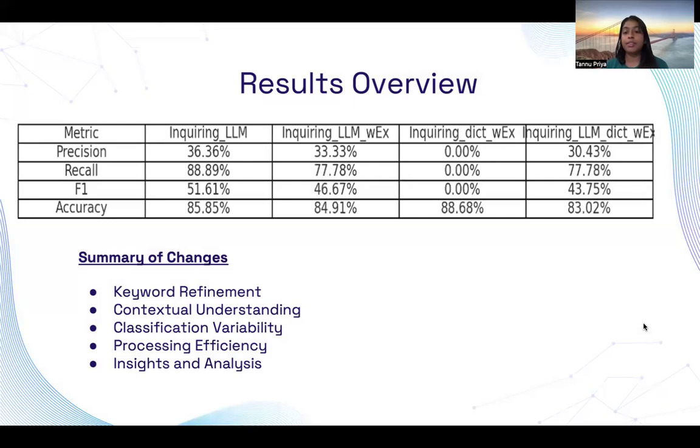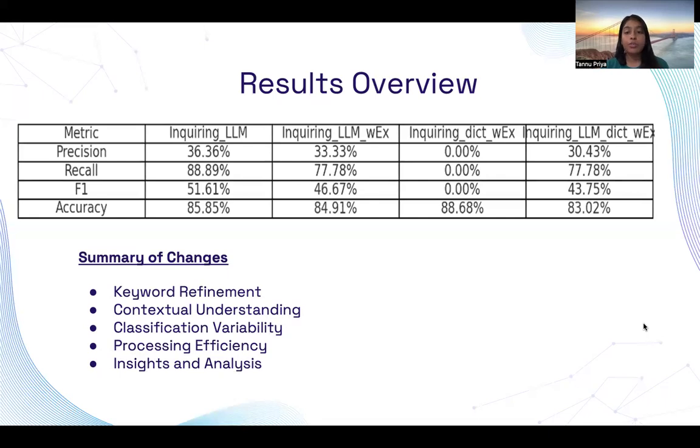So let's look at the results reflected in our table. So we can see initially the precision for the inquiring LLM was 36.36%. So by refining the keywords and integrating chain of thought prompting, we achieved a precision of 30.43%. Next, the recall metric saw a slight decrease. This decrease was anticipated as we traded off some recall for higher specificity in the classifications.